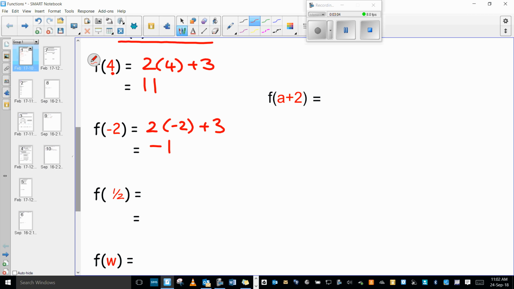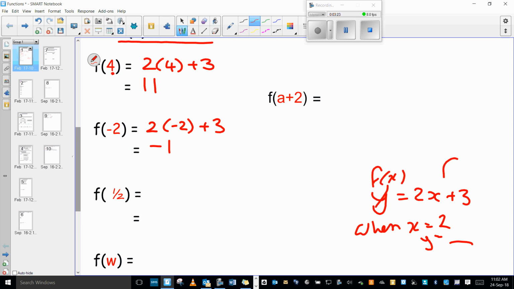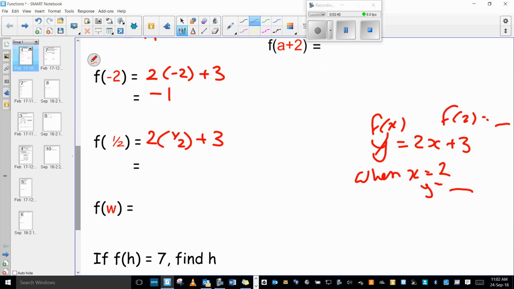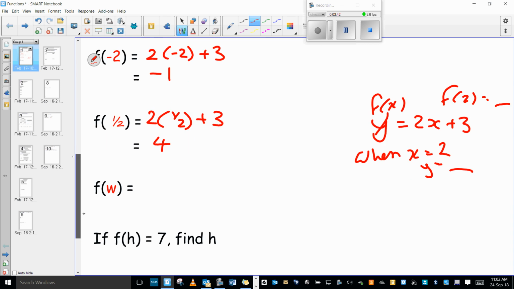it's just like in the past, we may have had something like this, and we've had to evaluate, so we have to say when x is 2, y equals blah. But now we can just say if this is now f(x), I can just say f(2) equals. I don't have to use lots of words, it's just a different way of writing it. Okay? So that's all really functions is at this point. So if it's a half, we've got 2 lots of a half, plus 3. What's 2 lots of a half? 1 plus 3. 4.